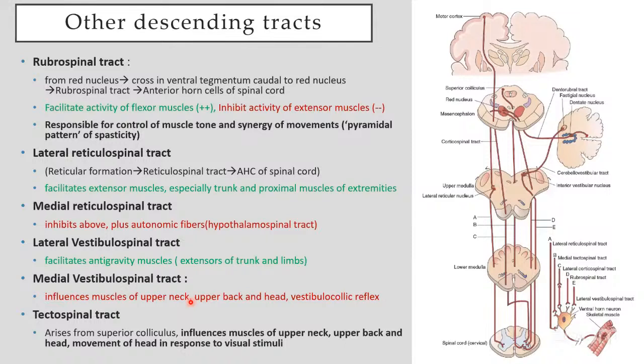The tectospinal tract arises from the superior colliculus. It influences muscles of the upper neck, upper back, and the head, and is responsible for movement of the head in response to visual stimuli.